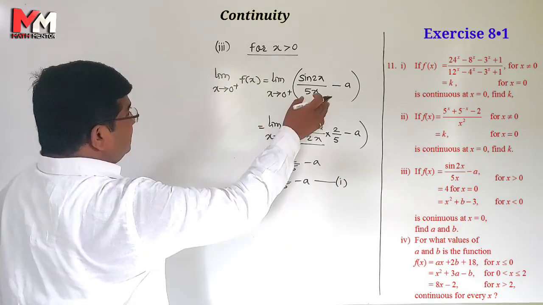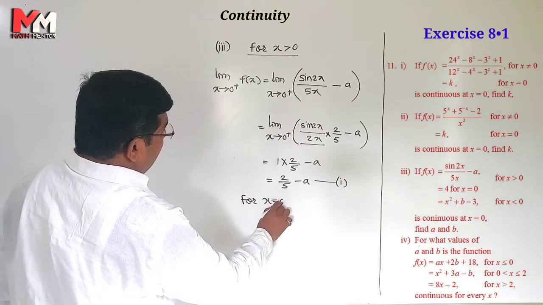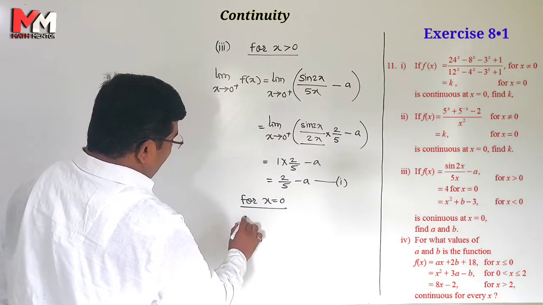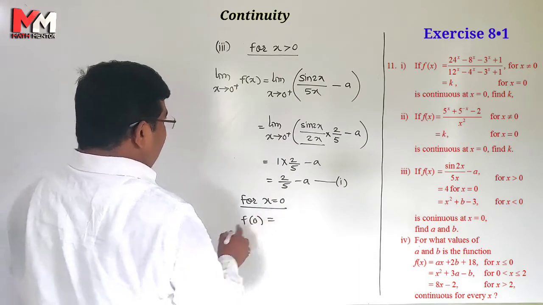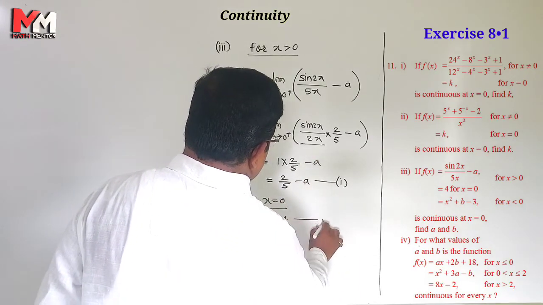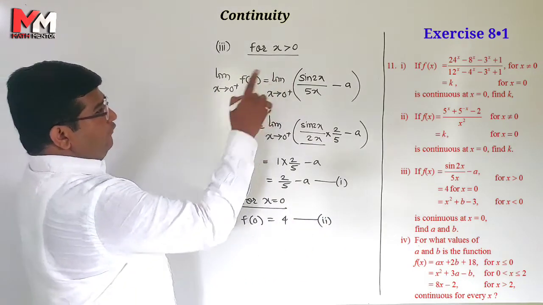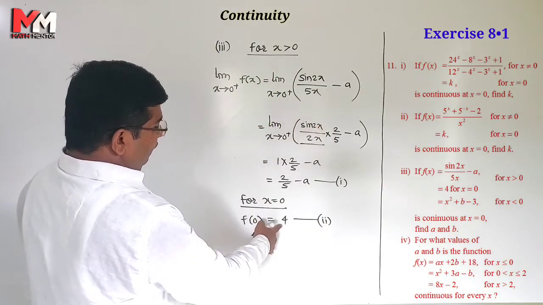Now second, he has given the value. For x is equal to 0, this is a value, means f of 0. So what is the value here? Value is 4. So equation second. First we found the right hand limit, then the given value, and we wrote it here.